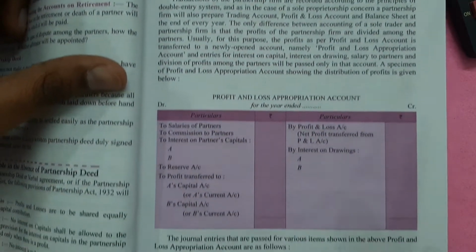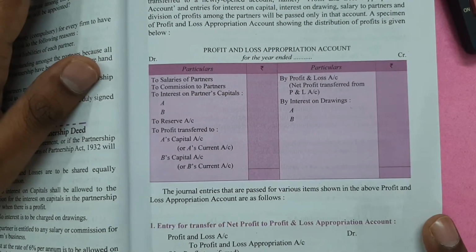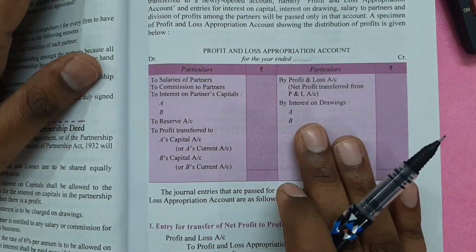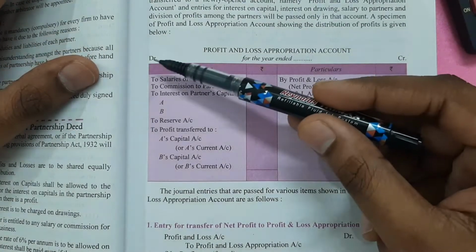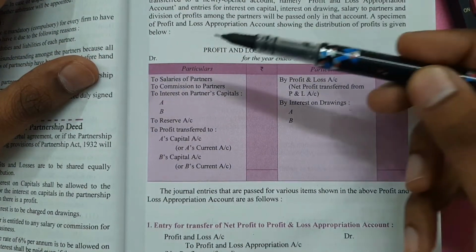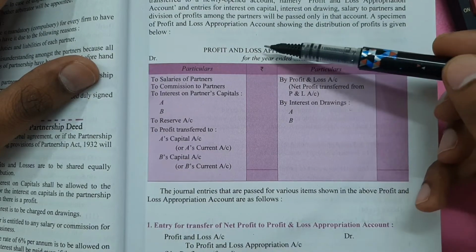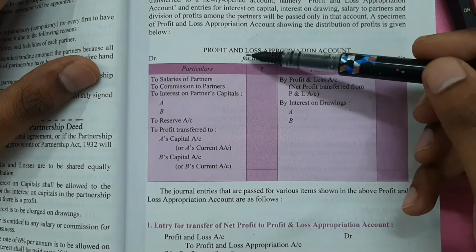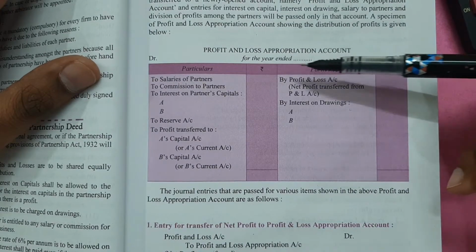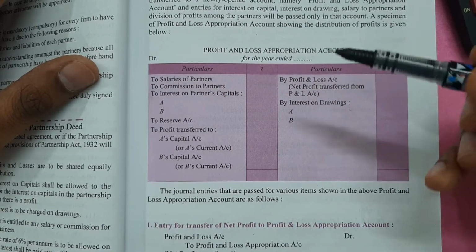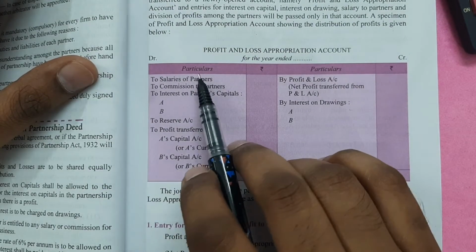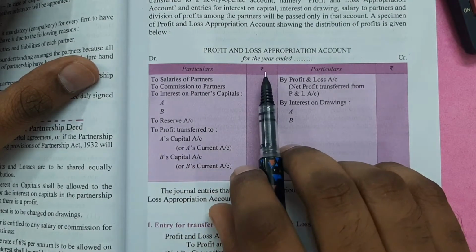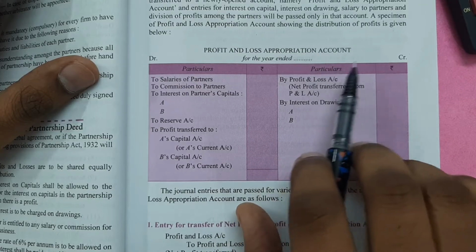Now let's take a closer look at the format of the profit and loss appropriation account. This is the format that is given in the book. We have the debit side and the credit side, and on the top we write profit and loss appropriation account for the year ended, meaning whatever year is mentioned in the question is to be written over here. On the debit side we have particulars and amount, and again particulars and amount.